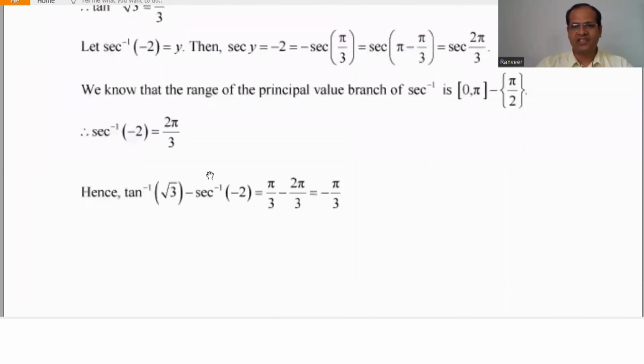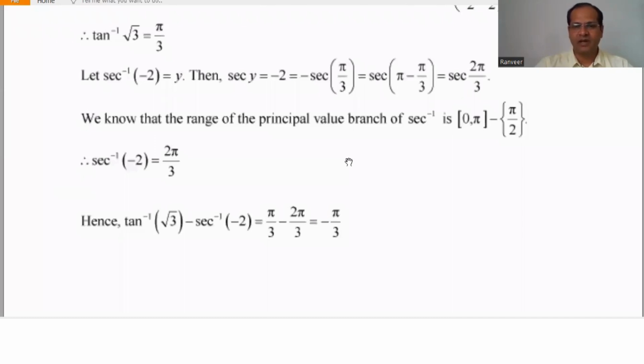So I hope this is crystal clear for finding out the principal value of any inverse trigonometric function. After that, a lot of questions can be created in this, and you can solve them easily based on the principal value. Thank you.